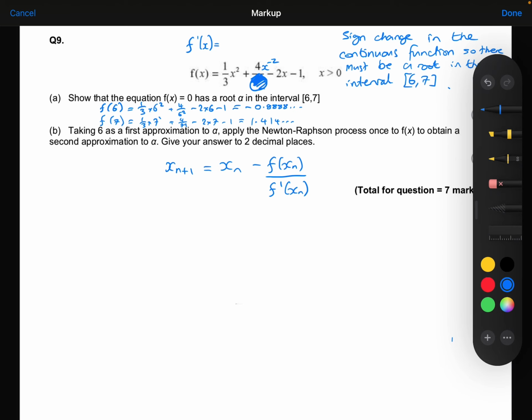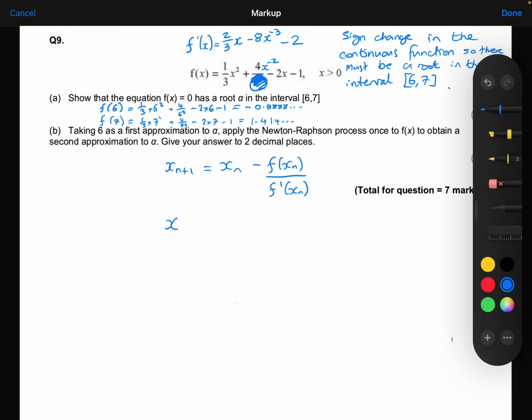The 1/3 x squared is going to become 2/3 x to the power 1. The 4x to the power minus 2 is going to become minus 8 x to the minus 3. And the minus 2x is going to become minus 2. And the minus 1 will differentiate to be 0. Right, I have everything I need now.